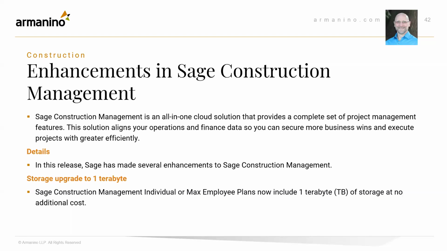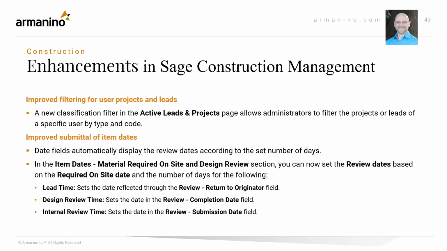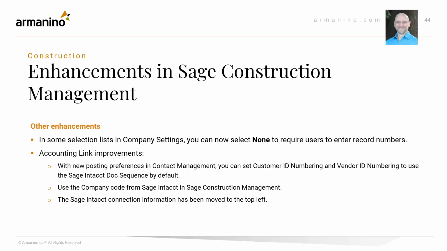So one, they've upgraded the storage to 1 terabyte at no additional cost. Another one, they've improved filtering for user projects and leads. Another one is improved submittal of item dates. And then there are other enhancements like new posting preferences, using the company code, and the Sage Intacct connection information has been moved to the top left. So just some minor improvements there.